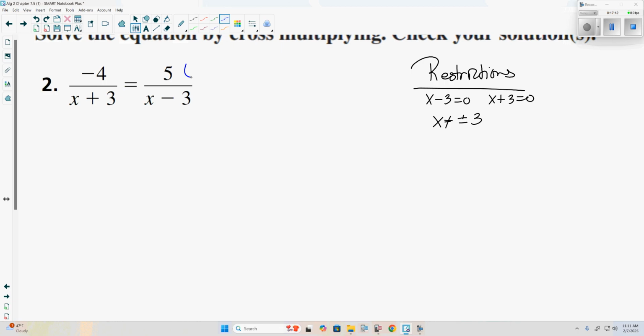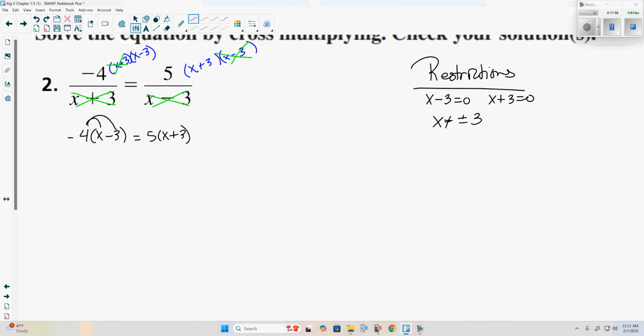Let's see what we multiply everything by. Now we only use each factor once because in each of the denominators it only shows up once. Because after multiplying through by that least common denominator, we're left with negative 4 times x minus 3 is equal to 5 times x plus 3.